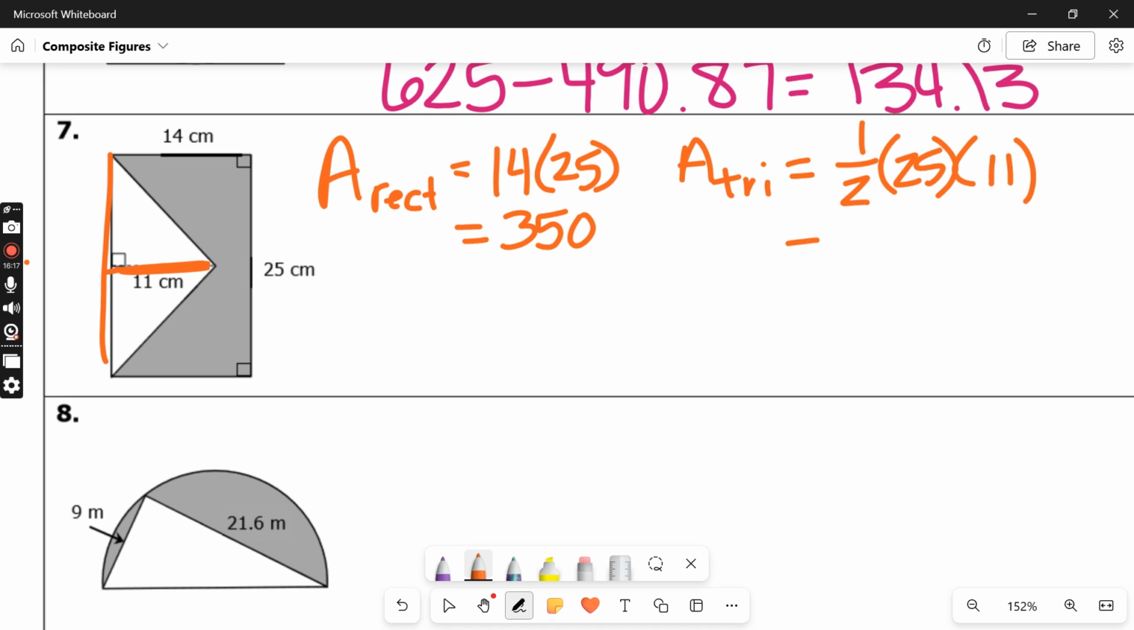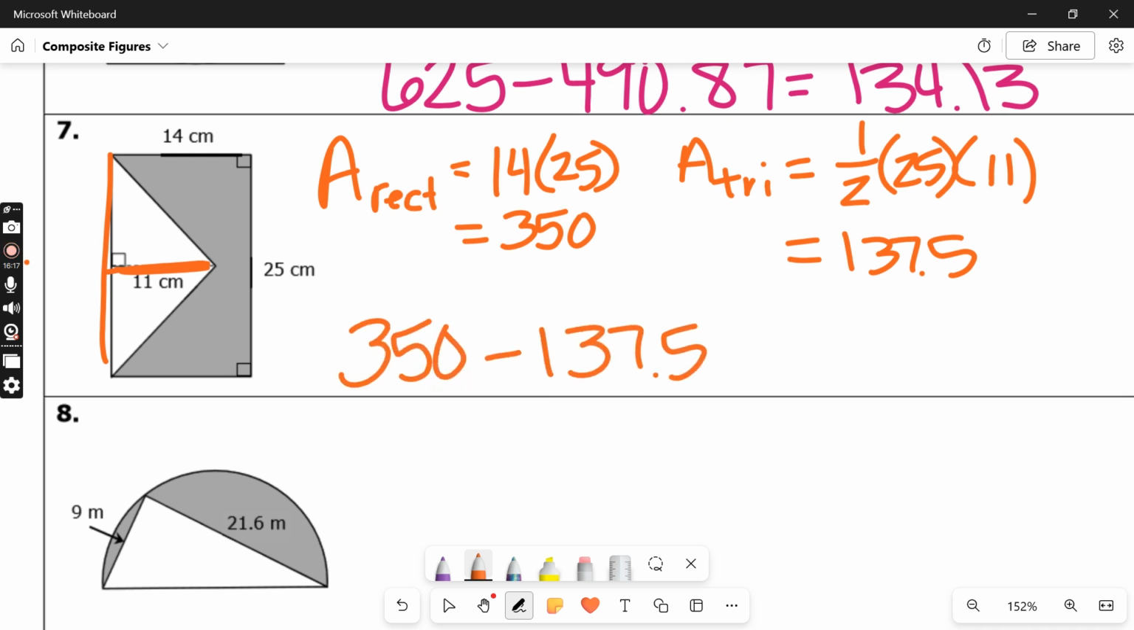Okay, so 1/2 times 25 times 11 would be 137.5. So I'm going to do 350 minus the 137.5. And when I subtract those, I get 212.5.